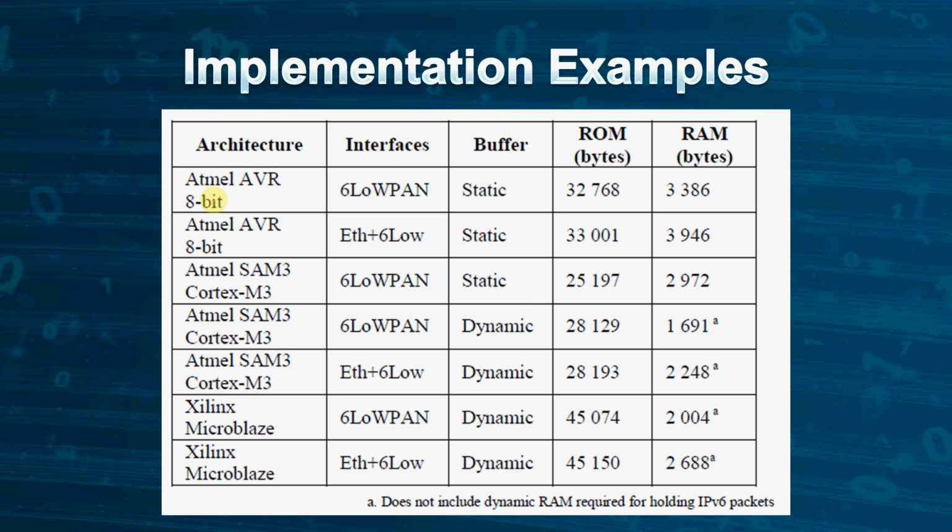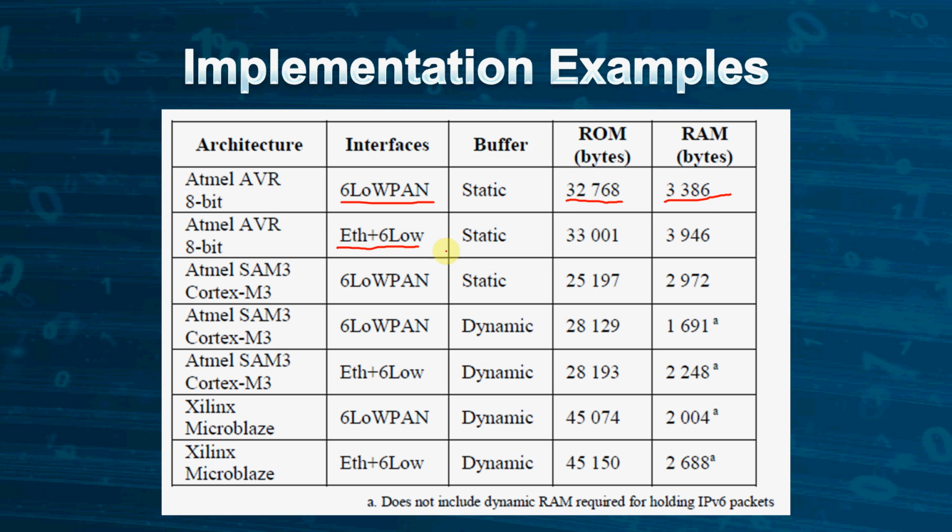So if we look at implementation sizes, I mentioned there's a few architectures you can run it on. Here I have an AVR 8-bit, one interface, just a 6LoWPAN, 32.8K of ROM, and around 3.4K of RAM. So pretty small. The idea is that on a 64K device, you could fit this with some other code, and maybe 8K of RAM would be nice to give you some headroom. But even with two interfaces, it doesn't make a massive difference.